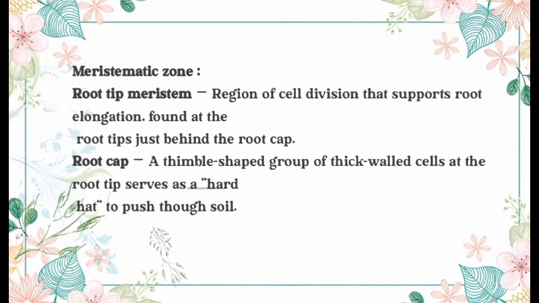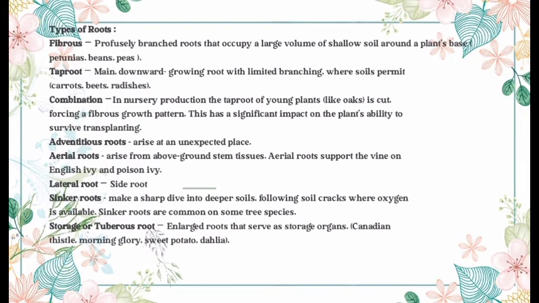First is the root tip meristem. It is a region of cell division that supports root elongation, and it is found at the root tips just behind the root cap. And then we have the root cap. It's a thimble-shaped group of thick-walled cells at the root tip, and it serves as the hard hat to push through soil.